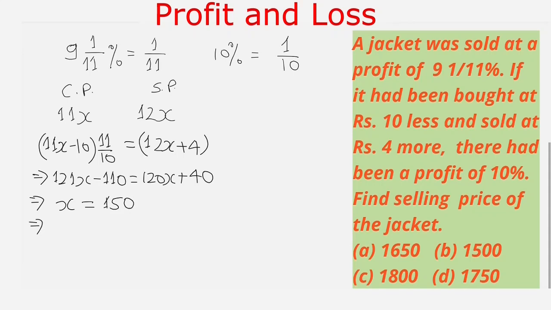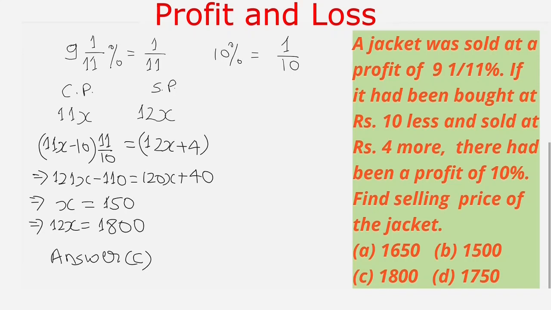Now we have been asked the selling price, and the selling price is 12x. So we multiply both sides by 12. Therefore 12x equals 12 times 150, which is 1800. And from the given options, our answer is option C, 1800.